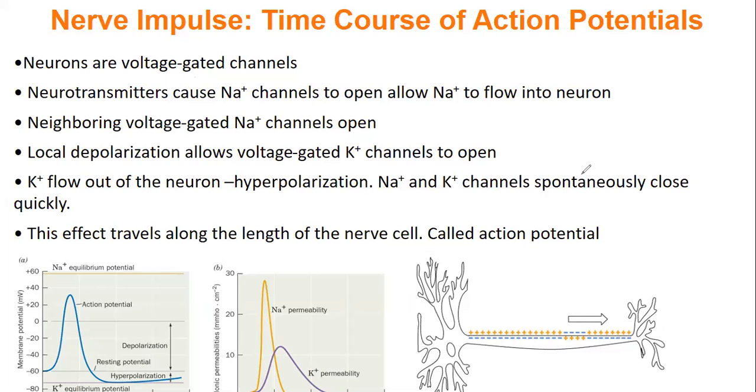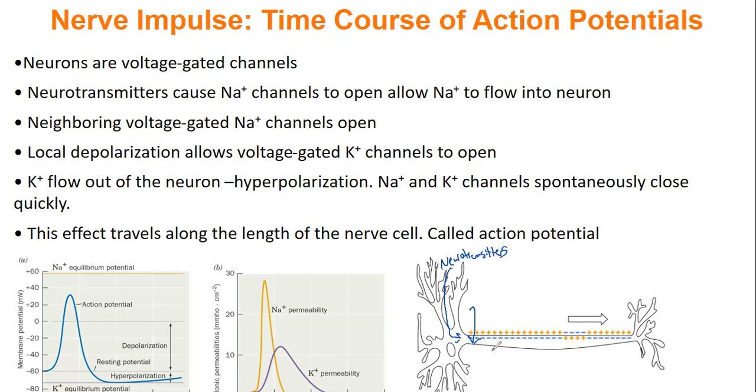So what happens when your neurons are firing, which is hopefully happening right now as you listen to me, is that neurotransmitters will be released, right? So let's say that we have neurotransmitters coming in to your neuron, right here. What will happen is that these neurotransmitters cause sodium channels to open. So sodium channels open. When sodium channels open, sodium flows into the neuron.